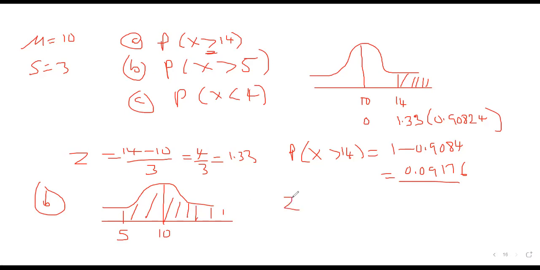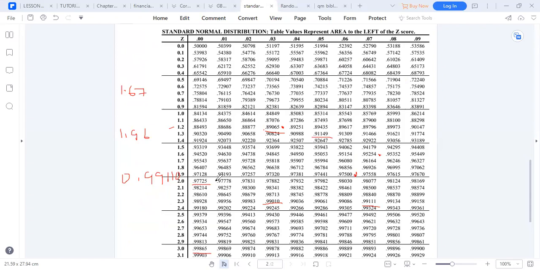That's going to be 5 minus 10 divided by 3, which is negative 5 divided by 3, giving us negative 1.67. Good. Why not 1.66? You round off to 2 decimal places to read in the table. Yeah, I'm glad you were listening. And then we are going to the table to find the value. Okay, 1.67, give me the reading.